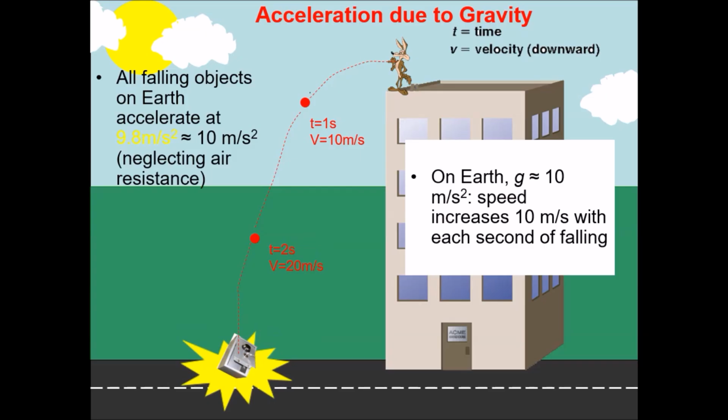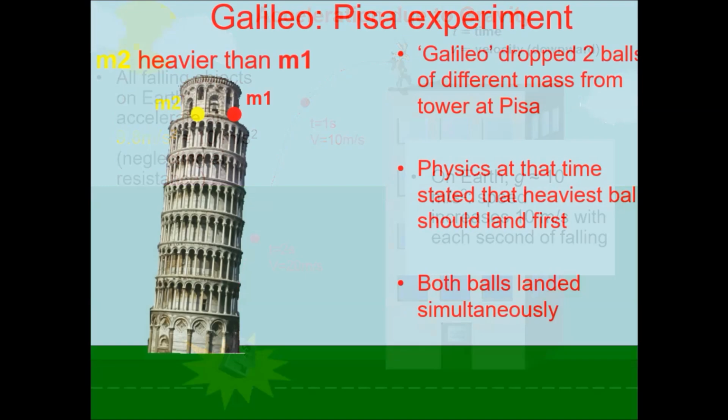So we'll restrict ourselves to talking about the Earth, on which all falling objects accelerate at about 9.8 meters per second squared. We're not going to talk about air resistance. We discussed air resistance and its effects in the previous section, and of course these could be added on at any particular point. So on Earth, our g is about 9.8 meters per second squared, and that'll increase our speed each second that our object is falling, irrespective of its mass, of course.